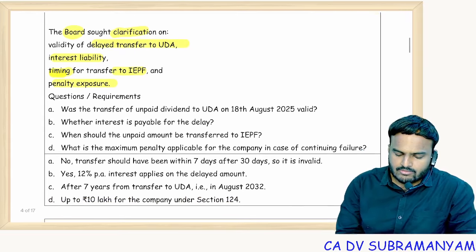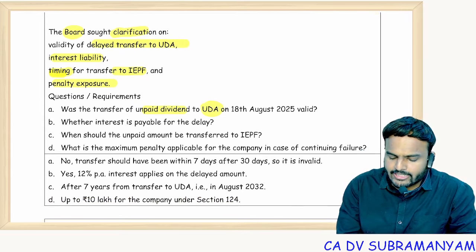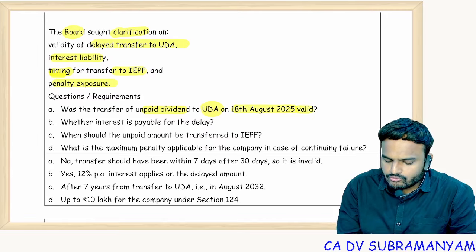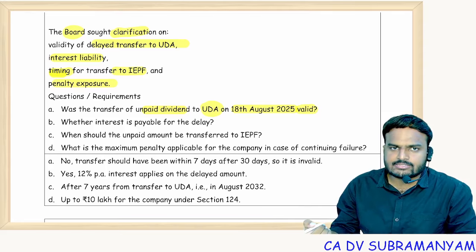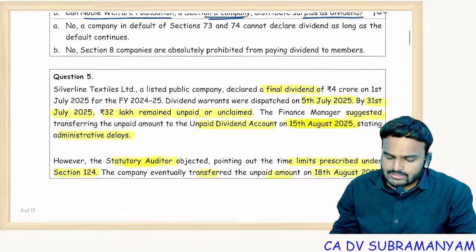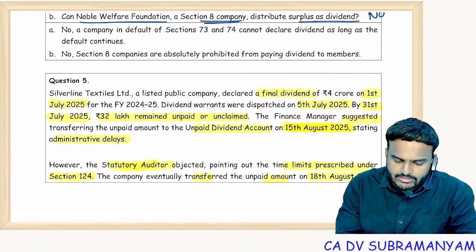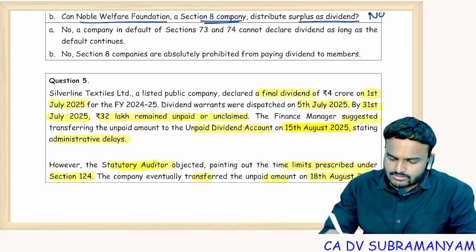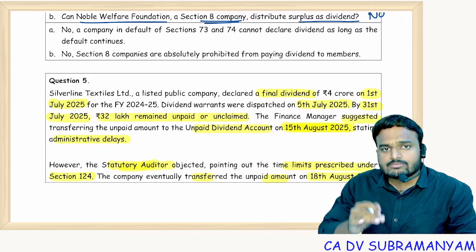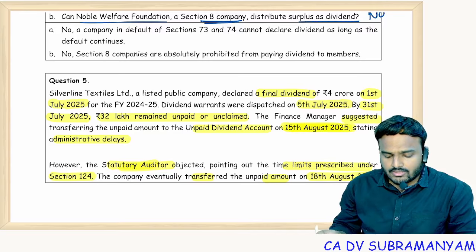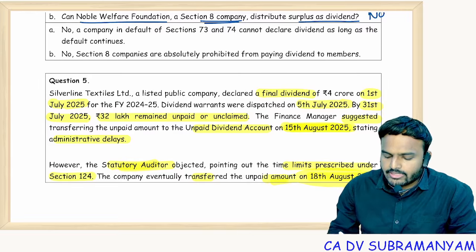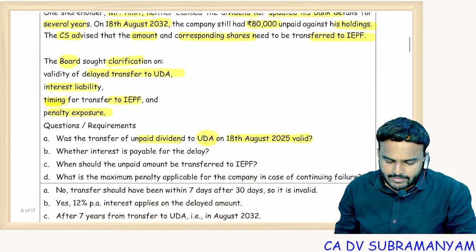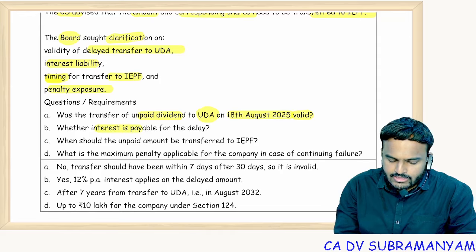So the question: was the transfer of unpaid dividend to the unpaid dividend account on 18th August 2025 valid or invalid? Invalid, because it happened after 7 days. You can see here in the question, the 1st July declaration happened. By 31st July payment should be done, or else by 7th of August the amount should be transferred to the unpaid dividend account, but they transferred it on when? 18th August 2025. Delay happened. And whether interest is payable for the delay? Yes.